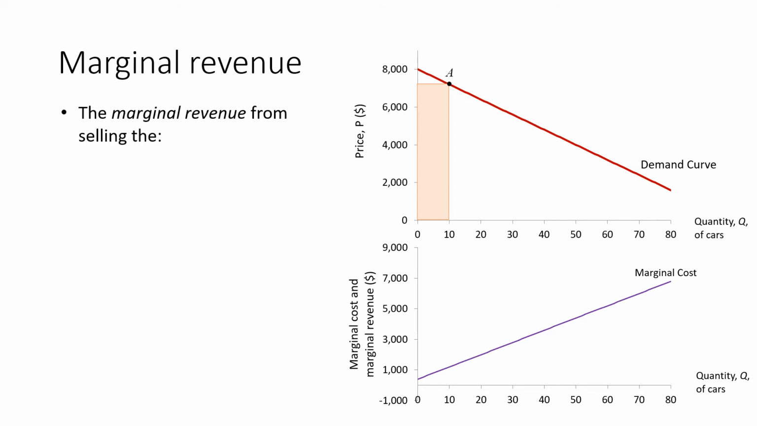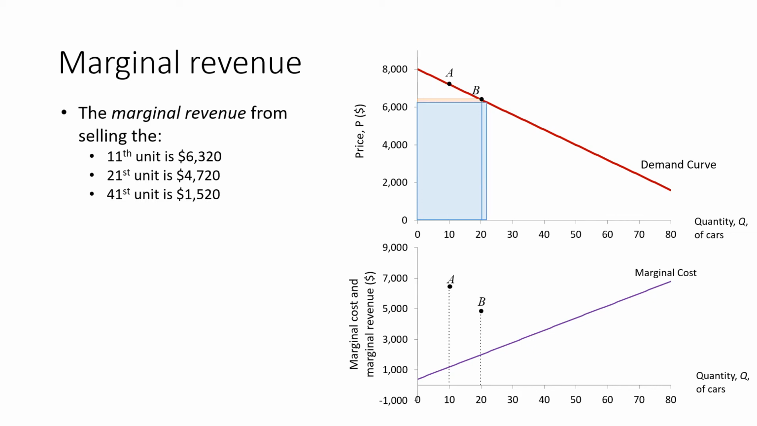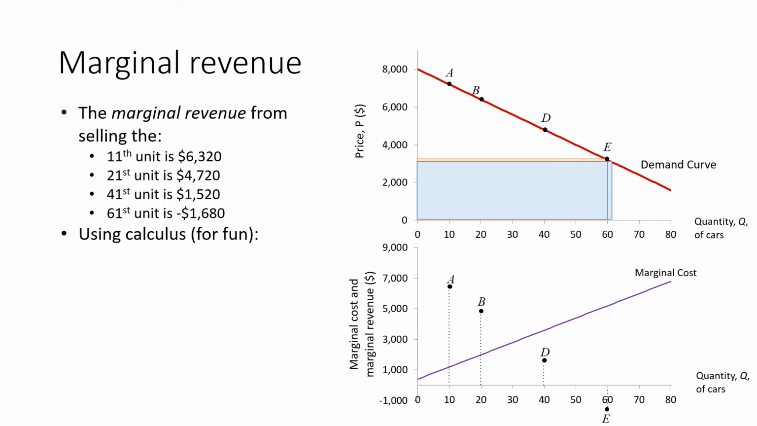According to this example in the figures on the right-hand side, the marginal revenue that we get from selling the 11th unit is 6,320. The 21st unit is 4,720. The 41st unit is 1,520. And the 61st unit is minus 1,680. Points A, B, D, and E correspond to these marginal revenues on this demand curve. So the 11th, 31st, 41st, and 61st units correspond to A, B, D, and E in the graphs.